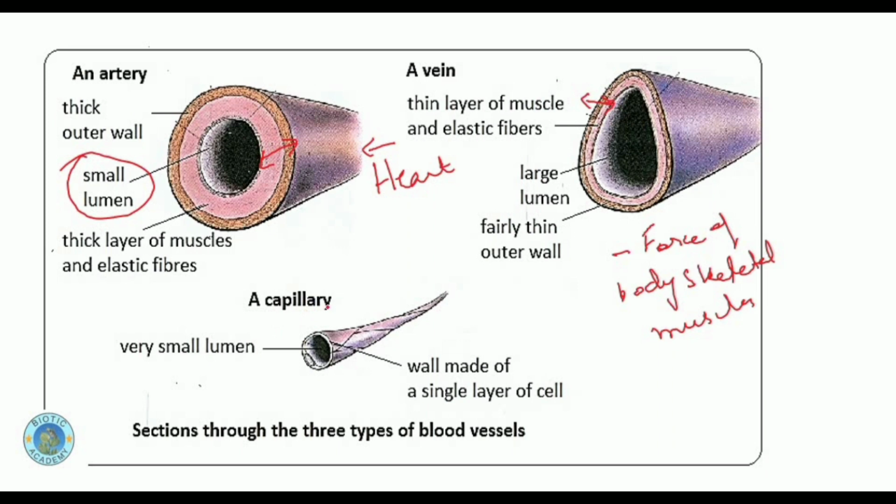Now the third one is the capillary, which I told you is a connector between the artery and the vein, and it has mixed type of blood. These are very thin blood vessels, and they are made up of a single layer of cells. They have a very small lumen. The lumen is just enough for a red blood cell to pass through them. These capillaries are connecting with the cells.